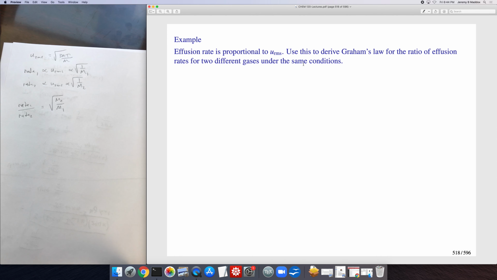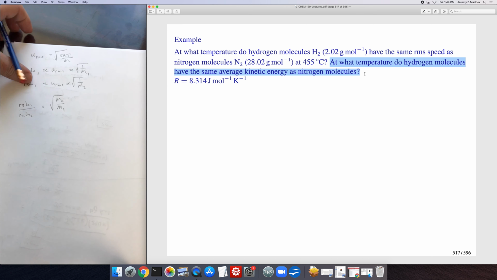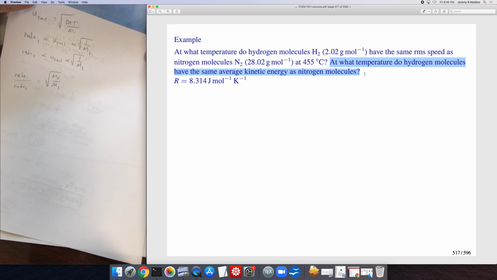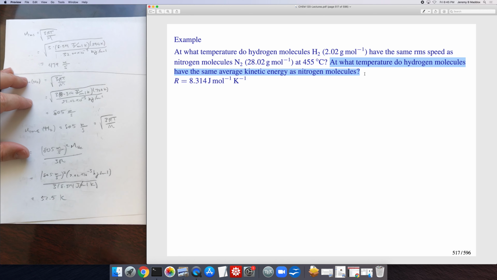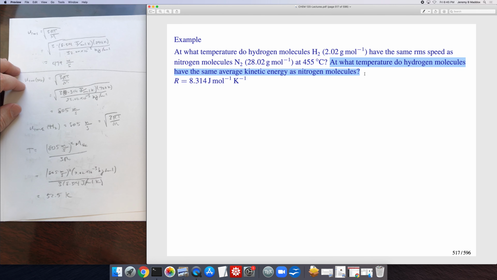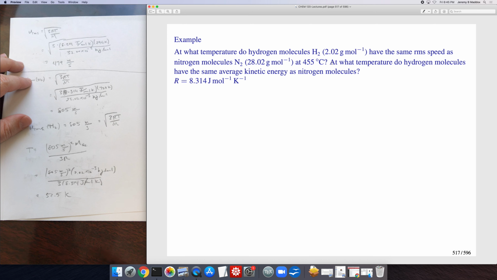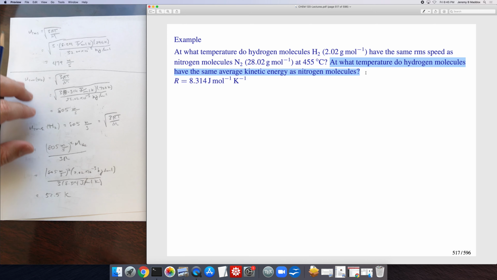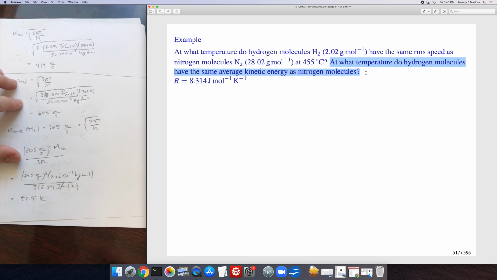Before I stop the video, I realized that I forgot to do this follow-up, and that's an important one. So let me go back to that problem. Okay. So the two different gases, to have the same average speed, they would need to have different temperatures. What about the follow-up question? At what temperature do the gas molecules have the same kinetic energy?